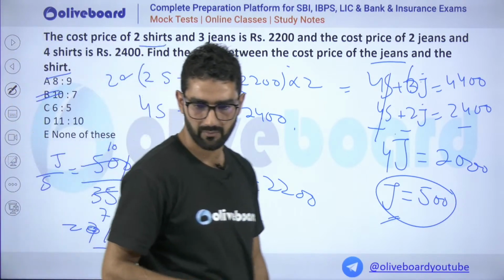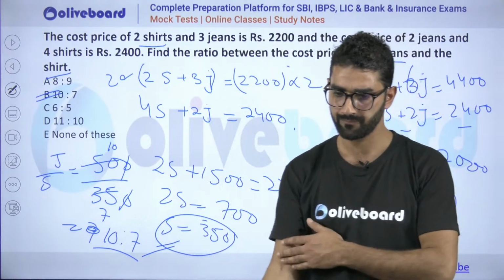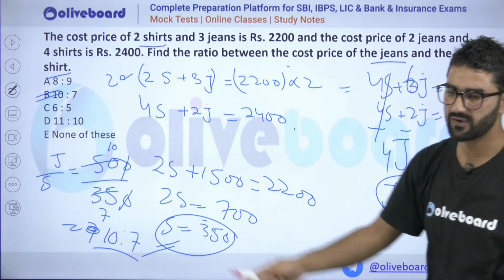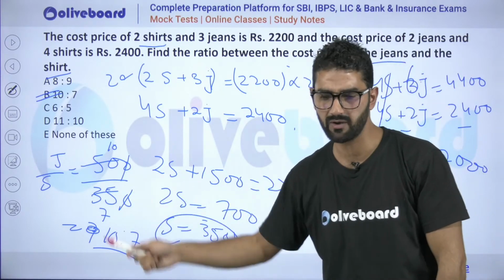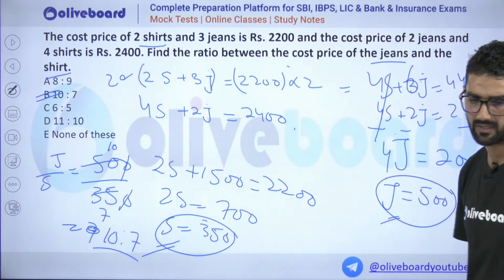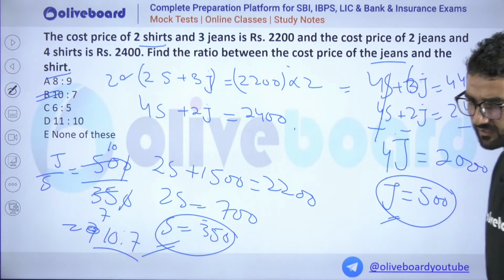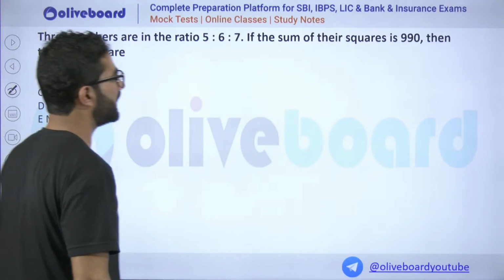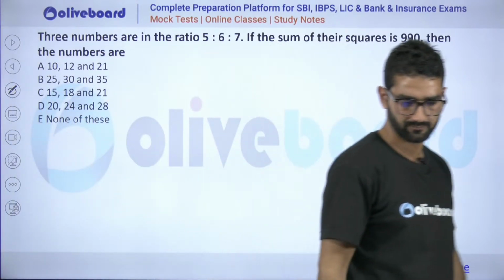Option number B. Now if we cut by 2, 35 will not be divisible. Just cut it by 5. It will be the correct option. Yes, my dear. So it is clear to everyone. Moving to the next question.